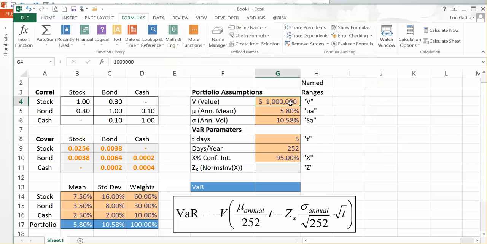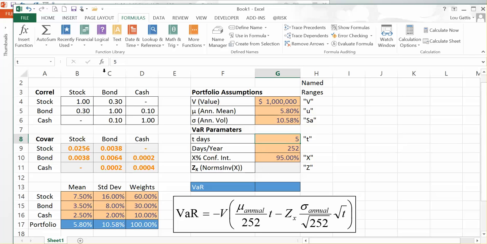And let's make sure this has a named range of V. I'm going to give this a named range of U, or UA. We'll make it U. That'll be the annualized mean. And I can look over here and see that I do have that range set up as U. This is the annualized standard deviation. I'll give that a named range of SA.